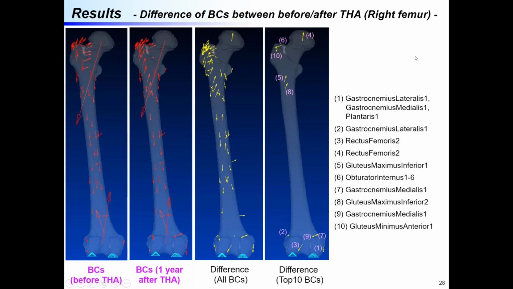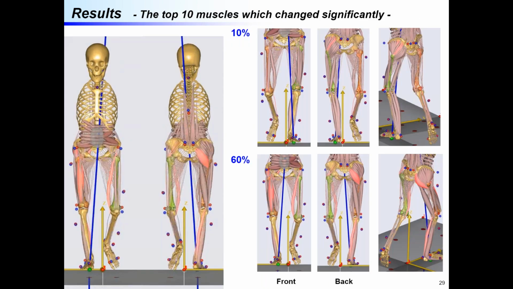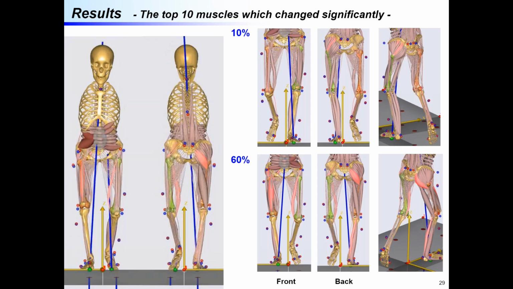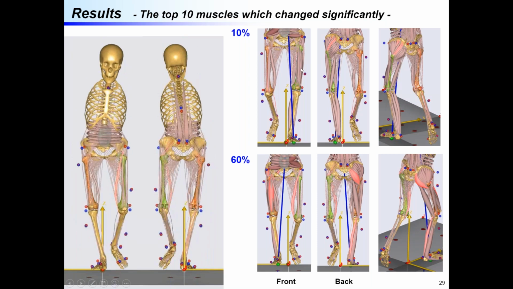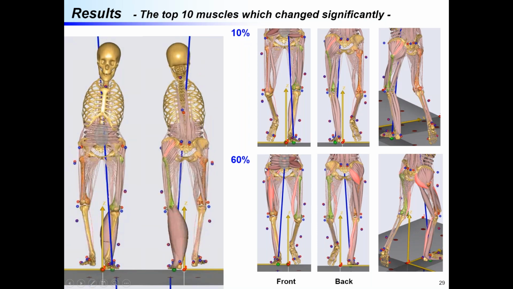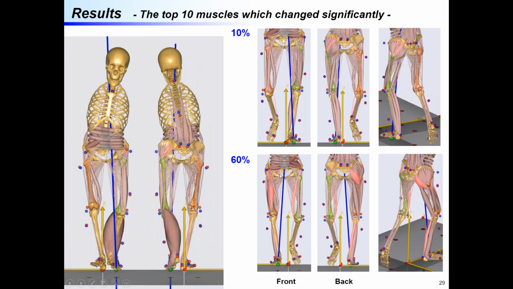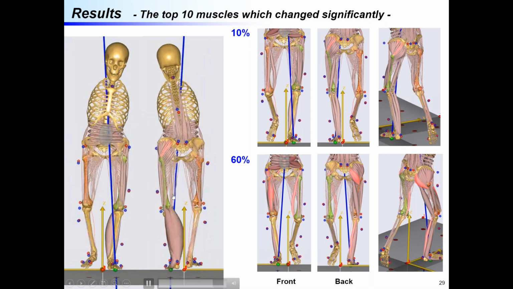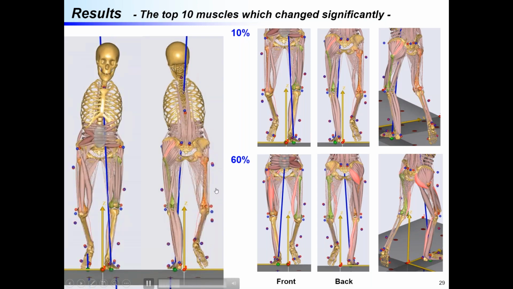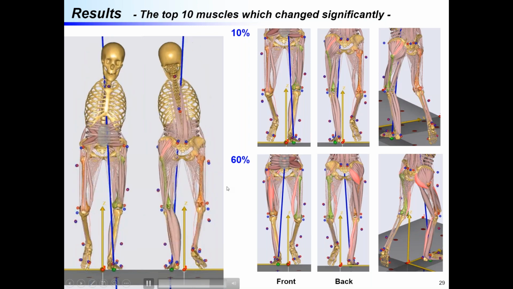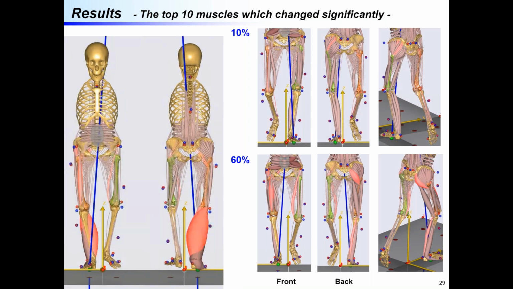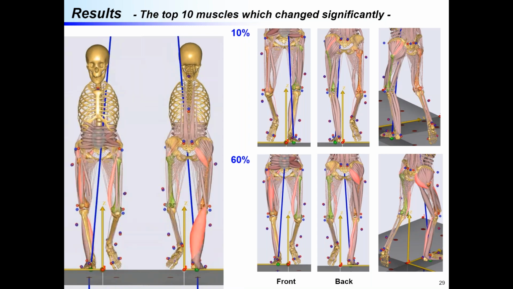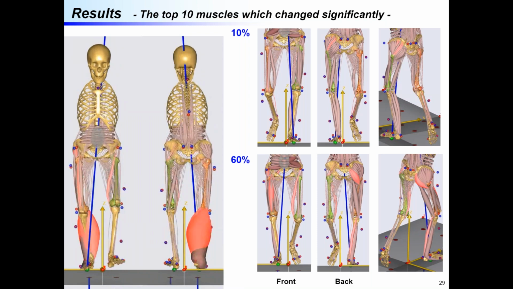Moving on to the next slide, you can see the top 10 muscles which changed significantly displayed in pink. These are the posture and muscles at the 10% time point and 60% time point. Interestingly, the top 10 muscles which changed significantly were different between the left and the right femurs. We think such a display is easy to understand important muscles to improve abnormal gait, and it can also provide useful information for the treatment strategy of doctors.